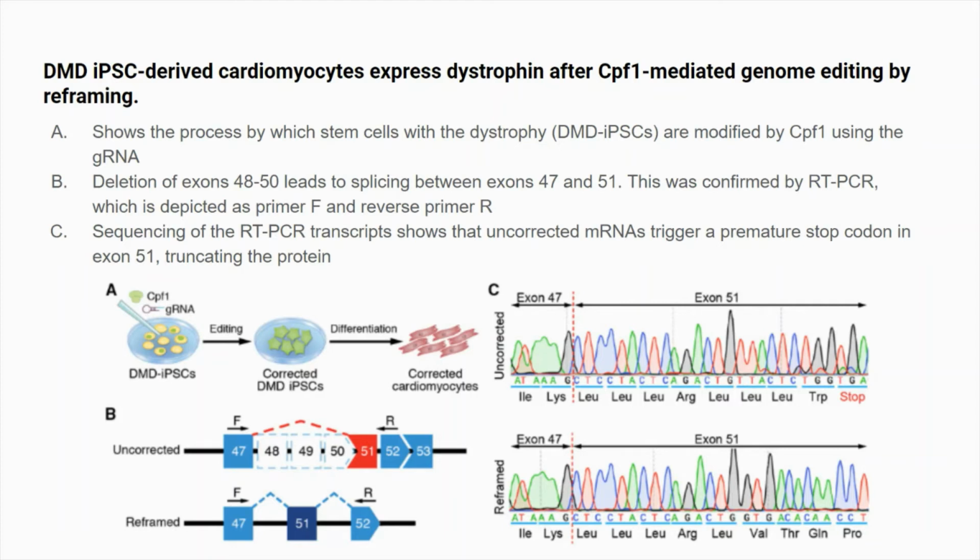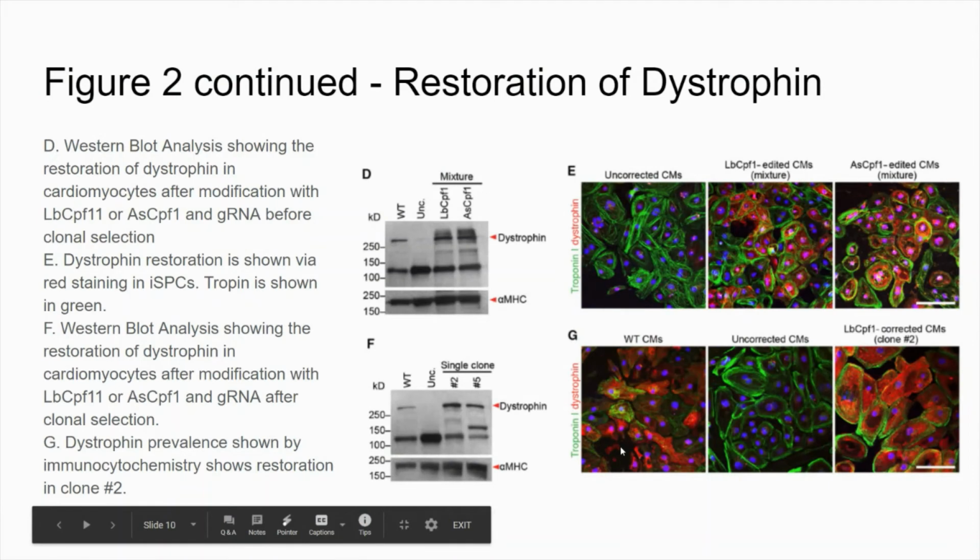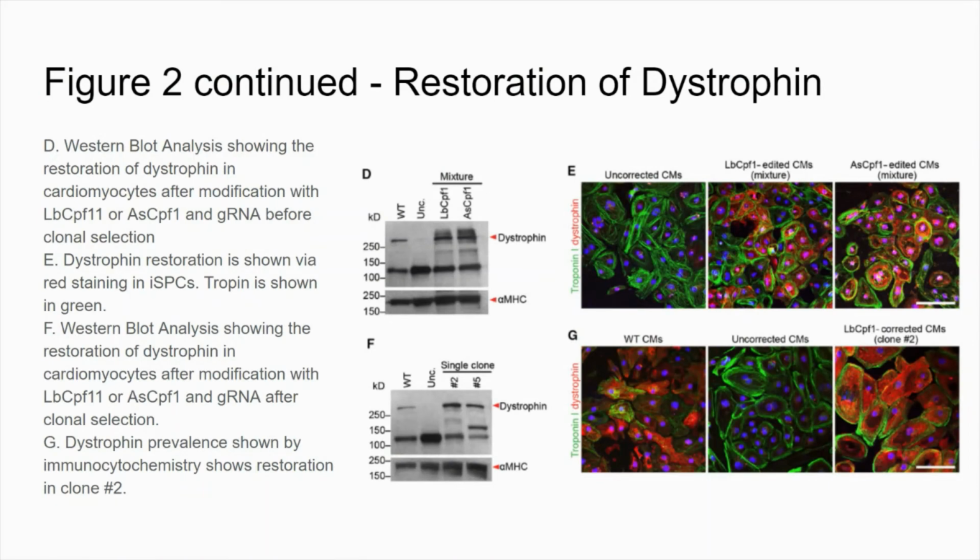Subfigure C shows the intention of the experiment, with the premature stop codon shown in the uncorrected being removed in the reframed one. And this prevents the truncation of the protein, blocking the dystrophy from manifesting in some cases. Then the next 4 subfigures are just results slides.